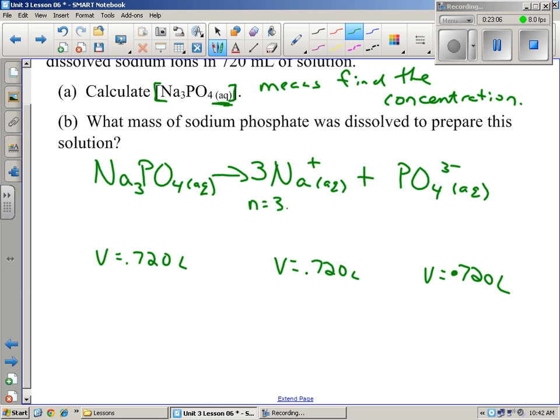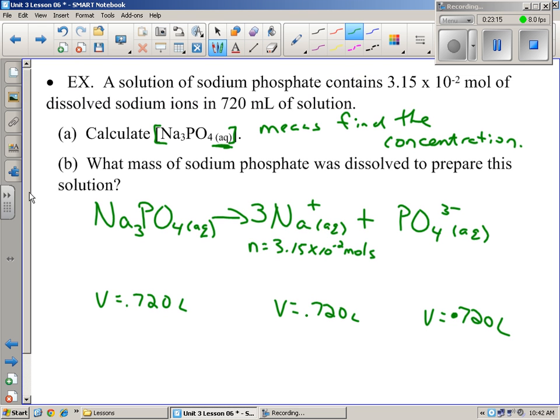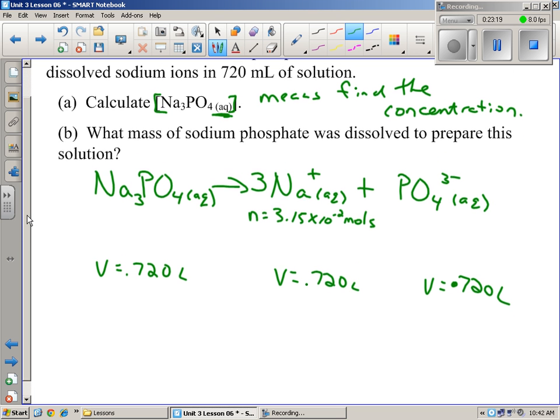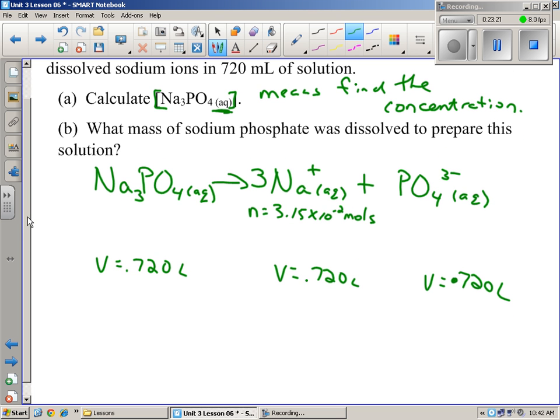And we're going to put this as 3.15 times 10 to the negative 2 moles. Okay? And it tells you that right there: 3.15 times 10 to the negative 2 moles, so that's N, of course, of dissolved sodium ions. Where is the sodium ions? Right here, right? So we need to put it there. You just have to make sure you read the question closely and make sure you line them up appropriately.